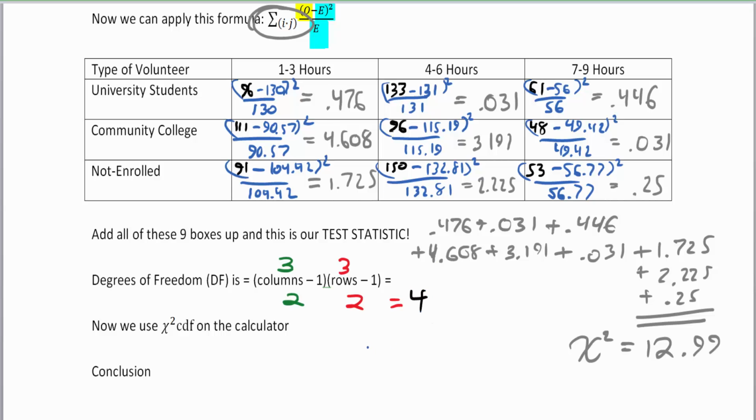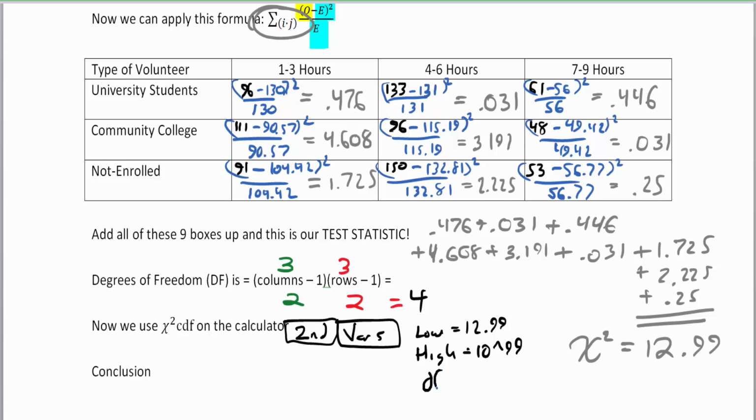And now what we're going to do is use the CDF on the calculator. So we're going to use the chi-squared CDF. We're going to hit the second key, then the vars key, okay? And then we're going to type in our low number, which is our test statistic of 12.99. Our high number is going to be infinity, which is 10 to the 99th power. And our degrees of freedom is going to be equal to 4. And this is going to give us our p-value.